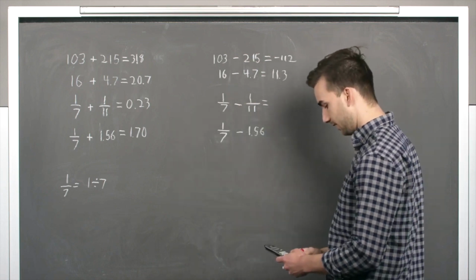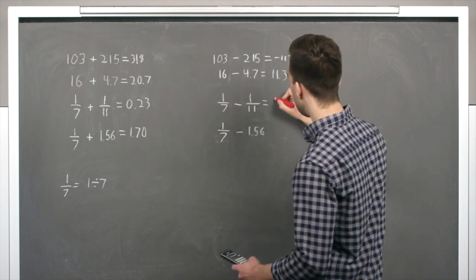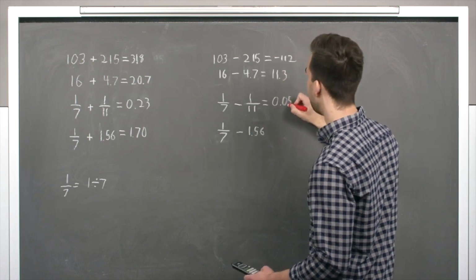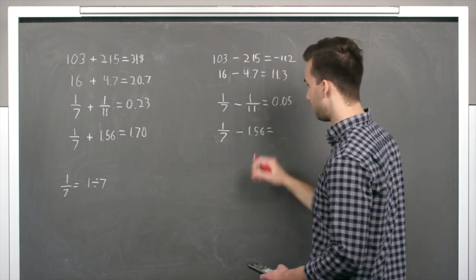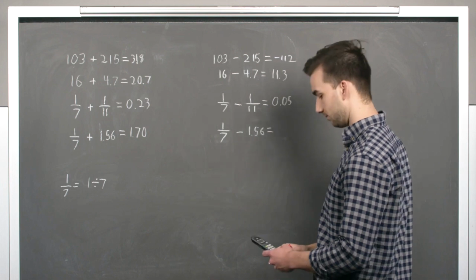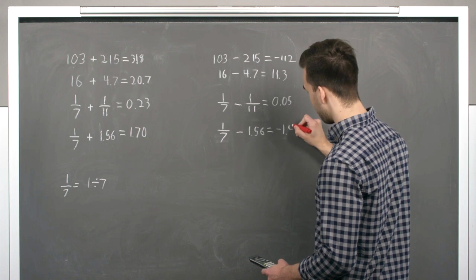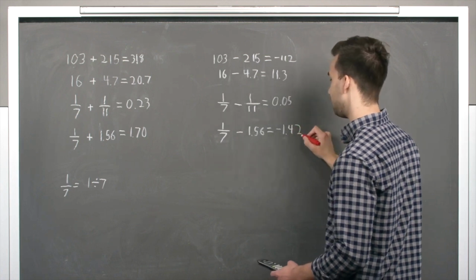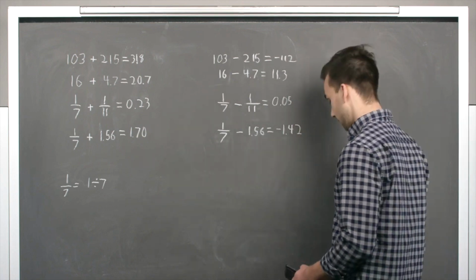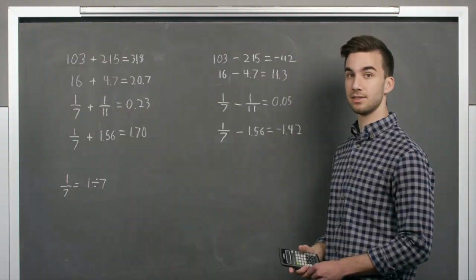1 divided by 7 minus 1 divided by 11 is 0.05. Fraction minus a decimal, we have 1 divided by 7 minus 1.56 gives us minus 1.42. I rounded it. And so these are all the answers for these examples. If you are comfortable doing this in your calculator, you are ready to move on in algebra.